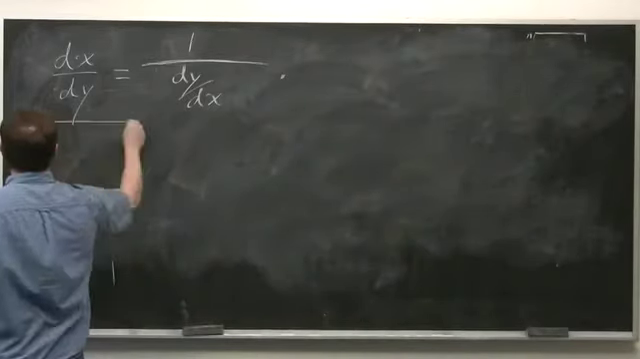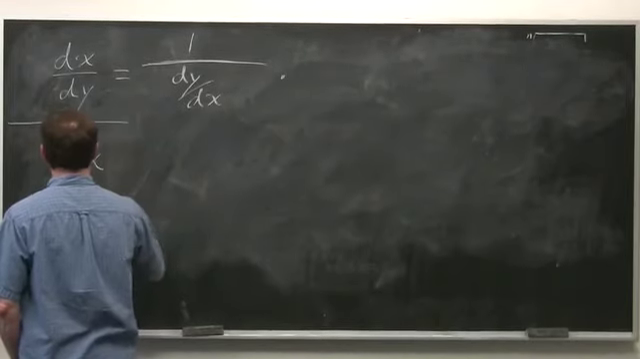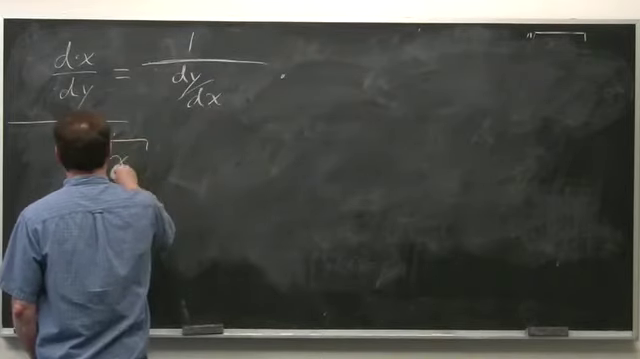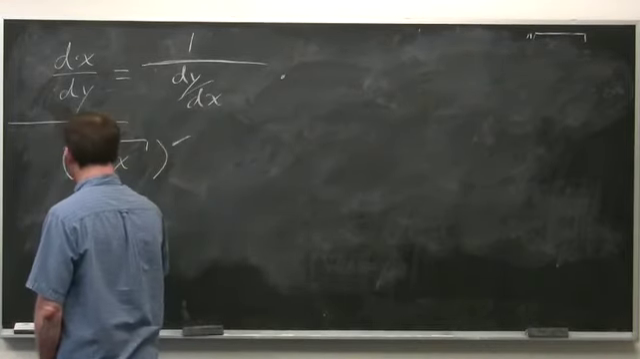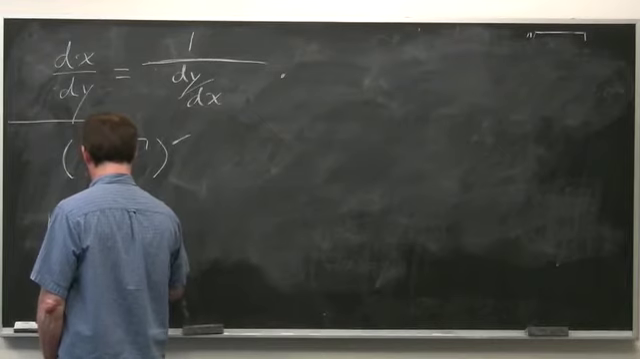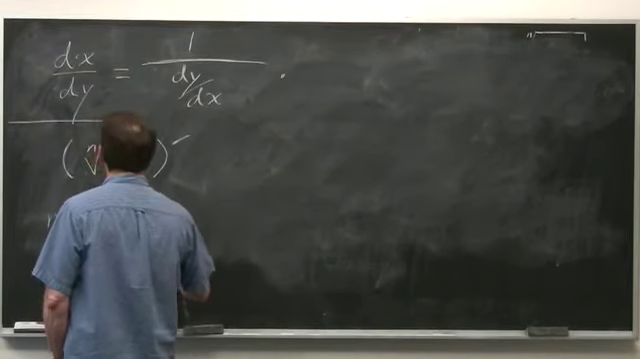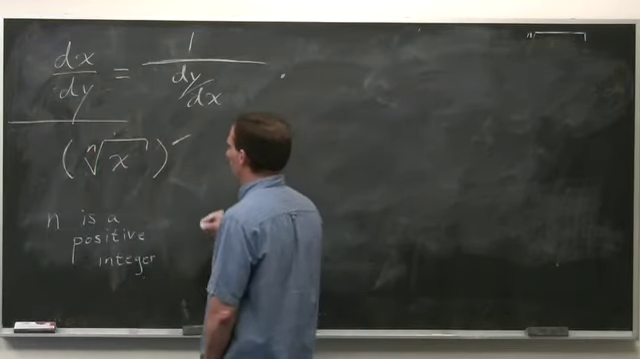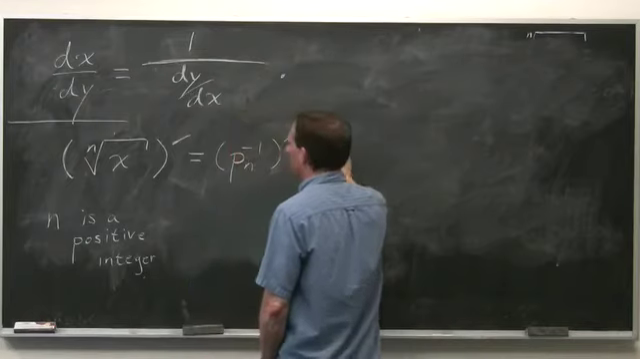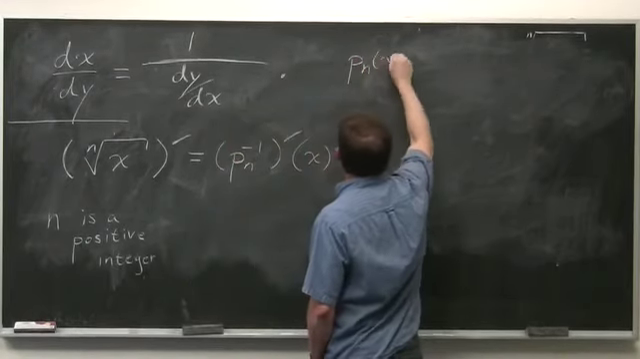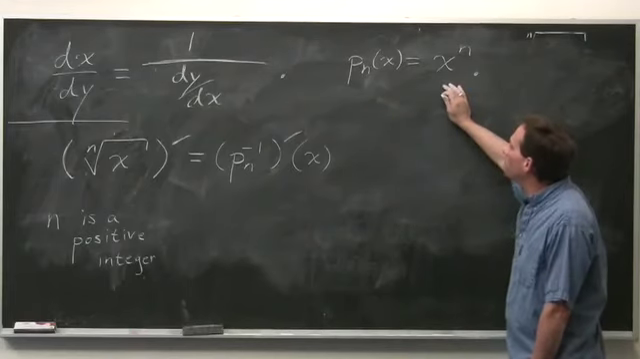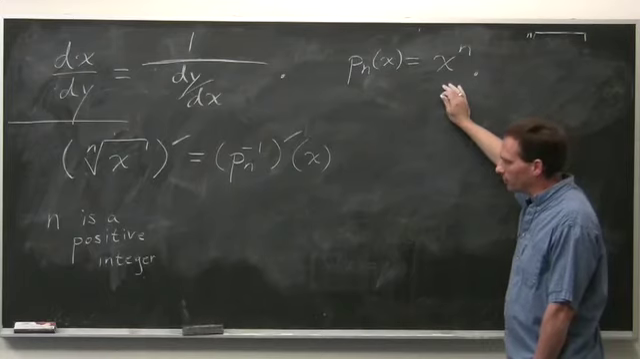So what is the derivative of the nth root of x? How do you calculate the derivative of this, where n is a positive integer? Well, it's not terribly difficult. This is the derivative of Pn inverse of x, where I'll say again that Pn is x to the n. If n is odd, that's all it is. If n is even, you have to restrict the domain to just the non-negative reals, and the codomain to the non-negative reals also.